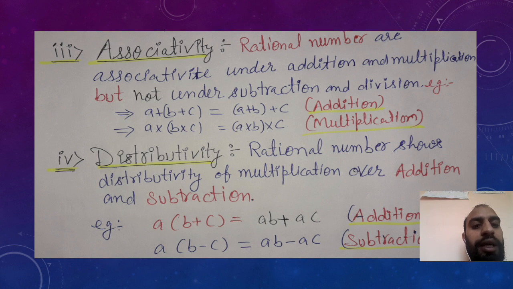You can see in example I have written a into bracket b plus c. This part you did in class 7th also. When any number is outside a bracket, it is going to multiply with both numbers: a into b plus a into c. And second case I am taking subtraction one, b minus c is there, a is outside, once again a is going to multiply with the b as well as a is going to multiply with the c. So a into b minus a into c. So we are going to use these properties in the upcoming exercise. So let's take an example to understand these properties.